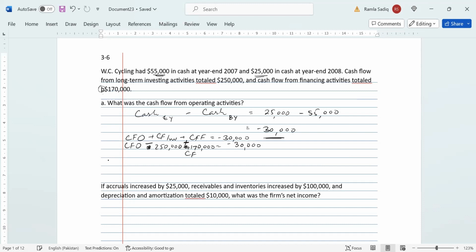That means our cash flow from operating activities will equal negative 30,000. We already had this on the side. The negative 250,000 will become positive 250,000. And the positive 170,000 will become a negative 170,000.